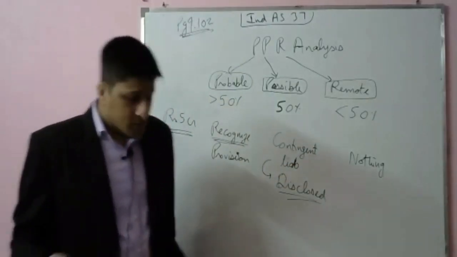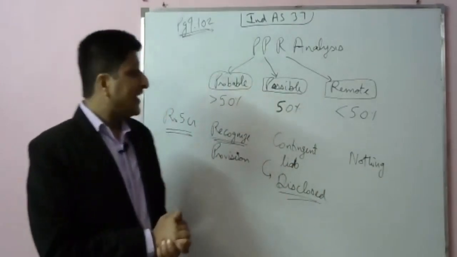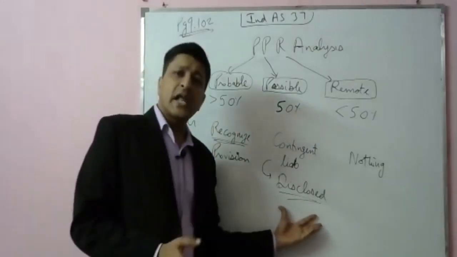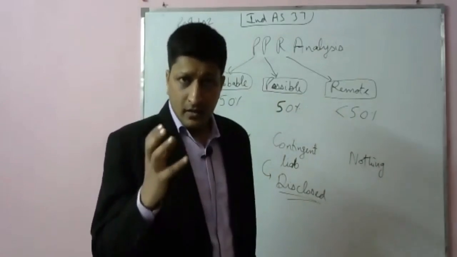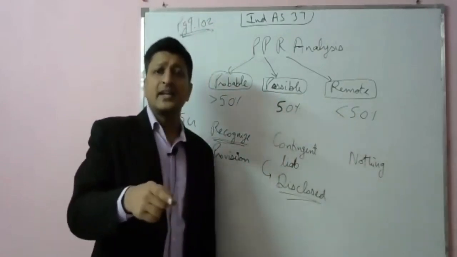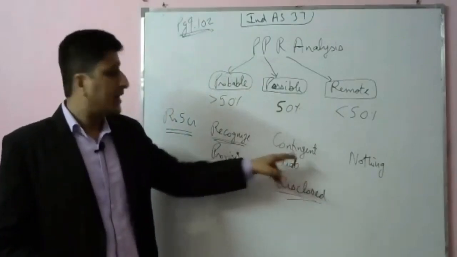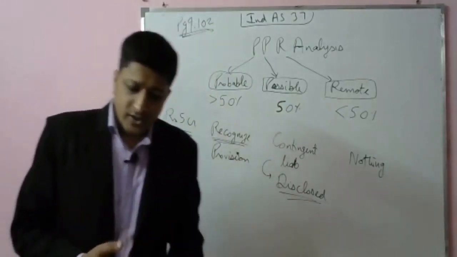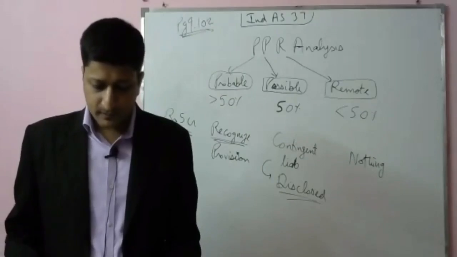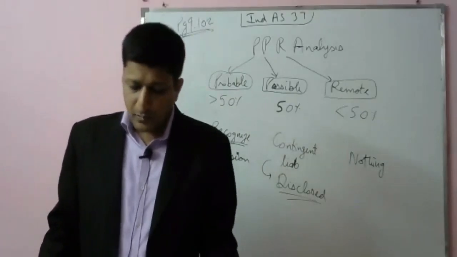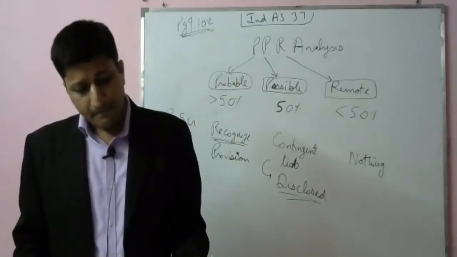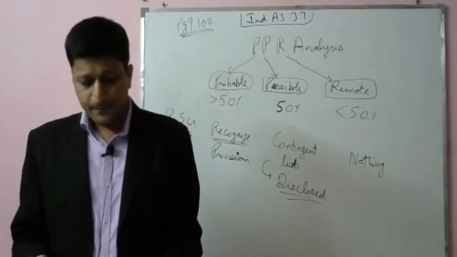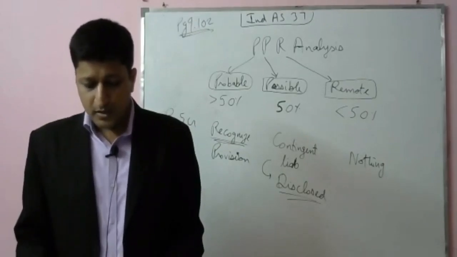Alright. So with this, what we have tried to understand is, first of all, what is a contingent liability and when do we disclose a contingent liability? Secondly, how is this contingent liability different from a provision? Okay, clear? So any questions, any doubts that you have on this, please let me know. Then we'll move further on this.